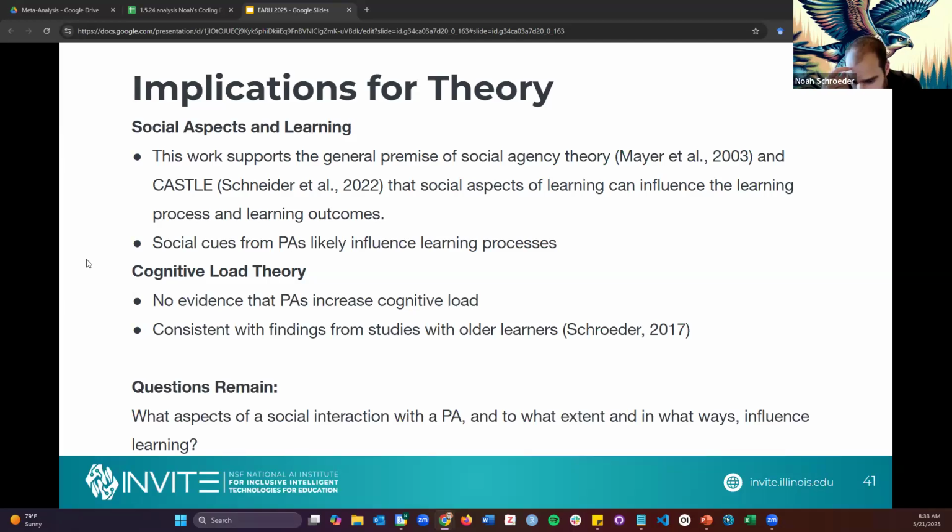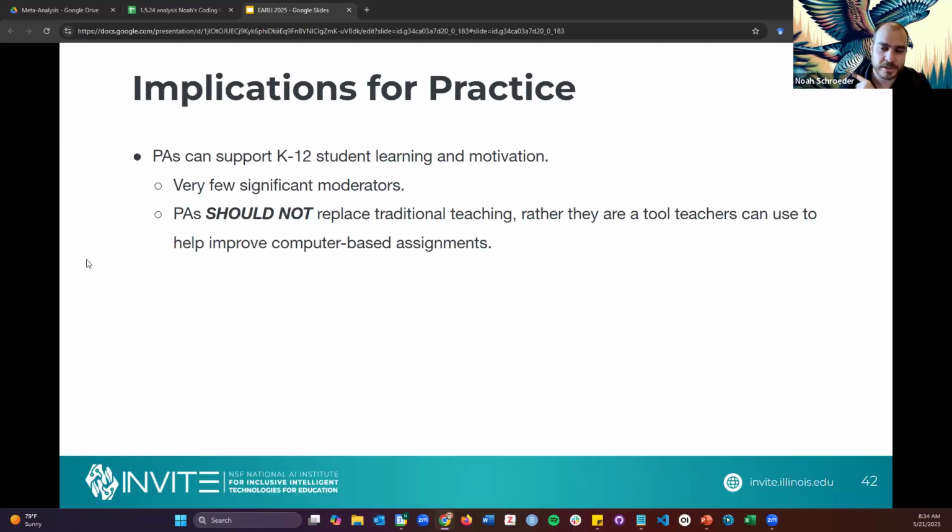So last but not least, we had this really big question. What aspects of a social interaction with a pedagogical agent actually influence learning? We don't know that. Like we don't necessarily know that. So we started to look at agent design. I'm skipping ahead one, sorry.